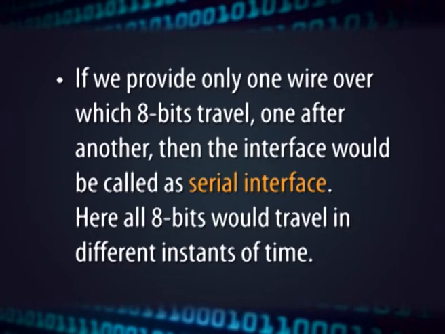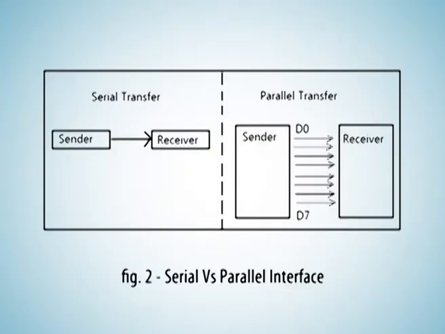2. If we provide only one wire over which 8 bits travel one after another, then the interface would be called a serial interface. Here all the 8 bits would travel at different instants of time. Some bits would arrive first and some bit would arrive last. In principle, all things being equal, the serial interface would require 8 times more time than parallel interface. Figure 2 shows this concept in a diagram. Thus, parallel interface requires more wires as compared to serial interface, but it is several times faster in transferring data.